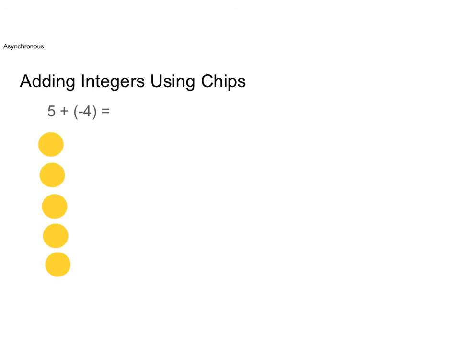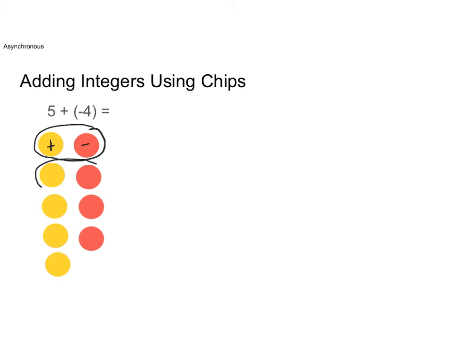Okay, so I have 5 positives. The yellows are positives. And then now I'm going to put 4 negatives, which will be red. Okay, so now I have 4 negatives. So now what I do is I look at my positives and my negatives, and these are 0 pairs, so they cancel out. So remember, this is a positive and this is a negative. So positive and negative will cancel each other out.